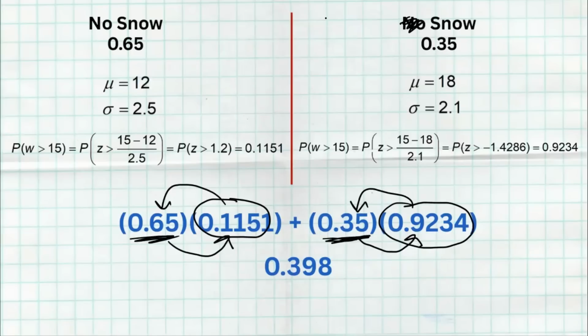But we don't know which one of these situations is going to happen. It's one or the other. That's why we add them together to get our grand total probability that it takes more than 15 minutes for us to walk to school tomorrow. And that's how I got the 0.398.